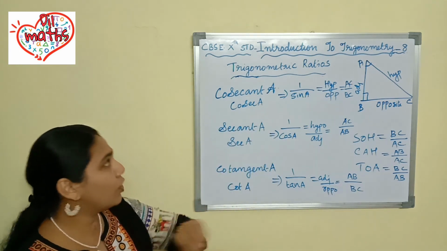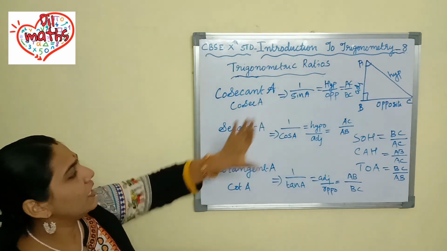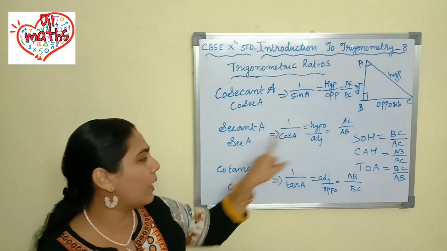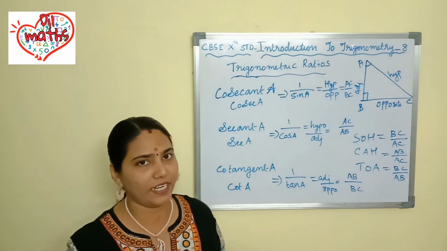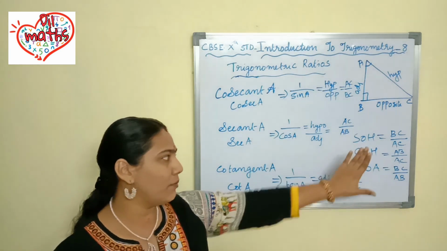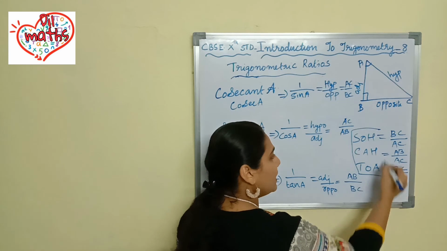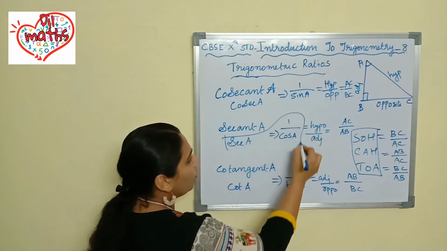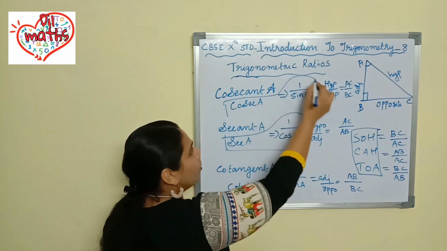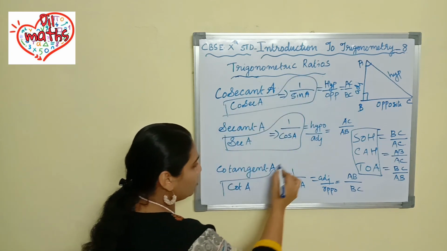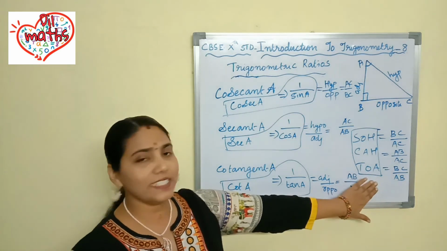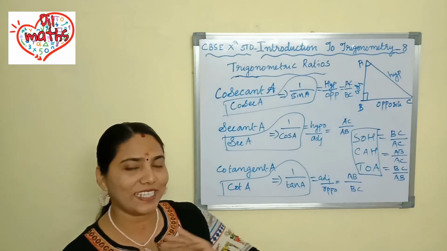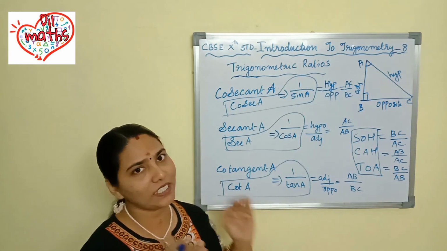So I told you what is cosec, sec and cot. Cosec is equal to 1 by sin A, sec is equal to 1 by cos A, and cot is equal to 1 by tan A. So remember this memory trick and these formulas. Sec is equal to 1 by cos A, cosec is equal to 1 by sin A, cot is equal to 1 by tan A. If you remember these three, that means this memory trick, definitely you can easily study these 6 trigonometric ratios.